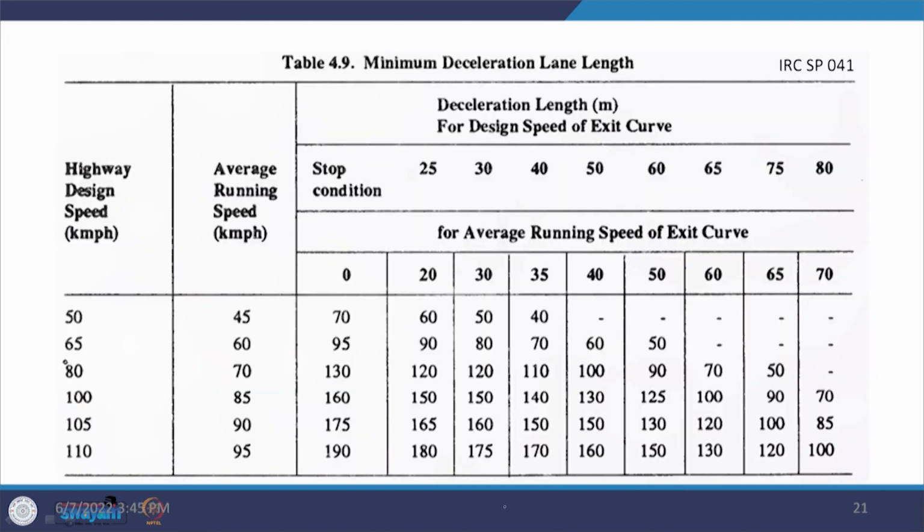This table again gives us an idea, in the same form as we discussed for the acceleration lane. We have the design speed, we have the running speed, we have the speed at the exit curve, and the average running speed at the exit curve is also there, and based on these combinations we can find out what should be the length of the deceleration lane that should be provided anywhere. So, this chart is going to give us that idea.